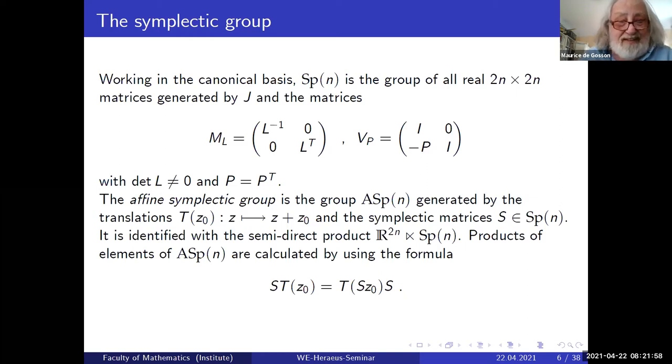Then the affine symplectic group is essentially the semi-direct product of R^2n by Sp(n). That is, it consists actually of all the products of the type T(z_0)S, equivalent to S T(S^-1 z_0). That is, you transform and you translate, or you translate first and you transform thereafter.